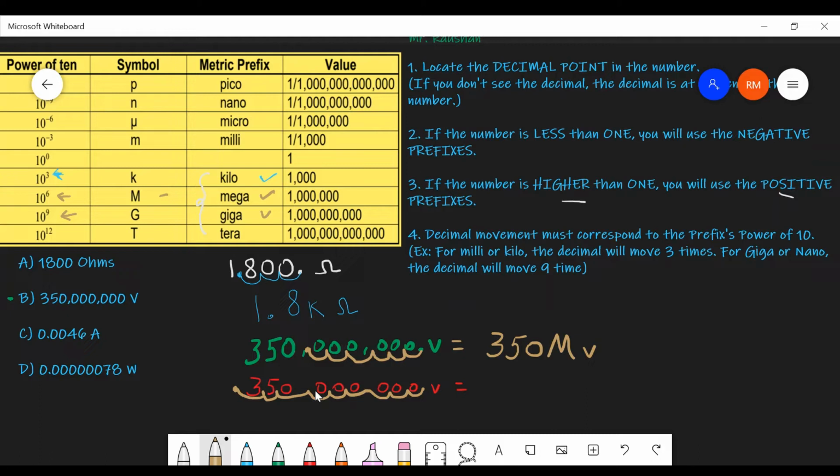What happens now? Well, my answer is very simple. My answer is going to be 0.35. I'm not going to write all these zeros. It's unnecessary. What letter goes here? Giga, big G, gigavolts. These are both converted, the same value has been converted to engineering notation using 2 different prefixes.